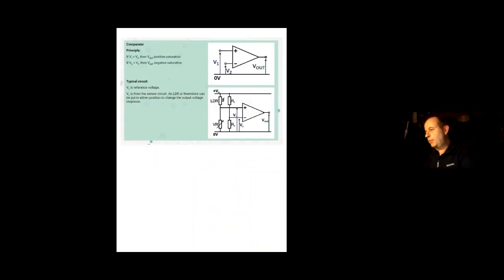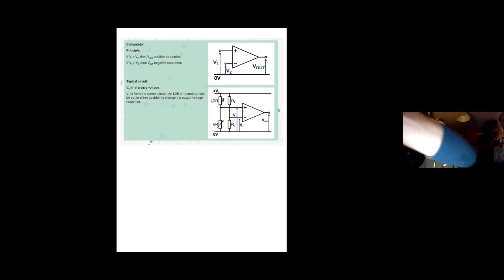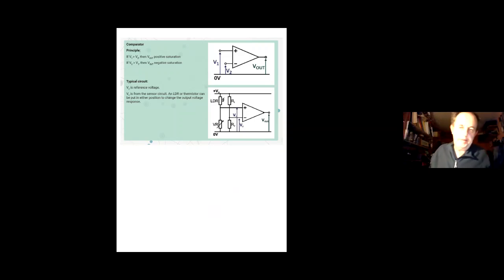Right, third type of op-amp is your comparator. These are really, really useful amplifiers, operational amplifiers.